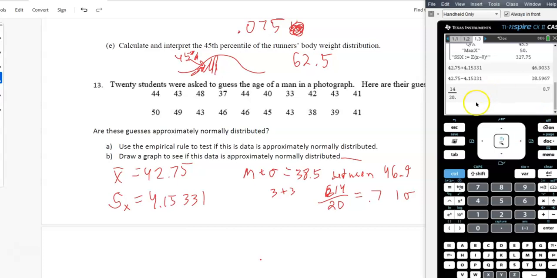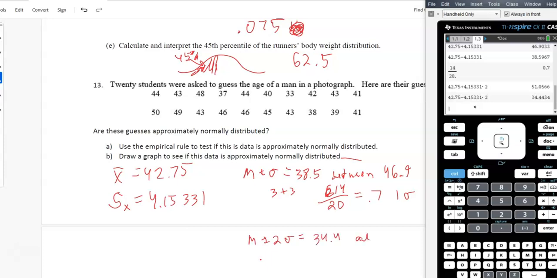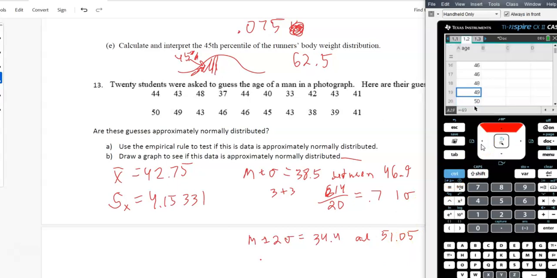Okay, so if we do that again, we go back up here and go two standard deviations. So I'm doing 4.15 times 2. Now mean plus or minus two standard deviations is between 34.4 and 51.05. So now look back at your data. Again, I like to look at the data that's either been organized on your paper or not. So 33 is still too low. There's one that's lower.